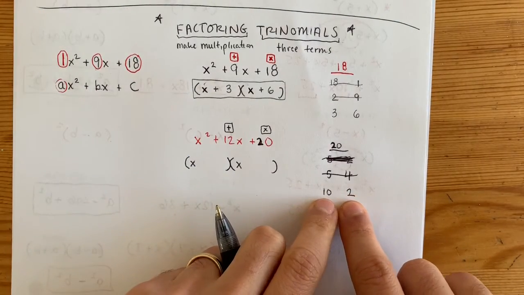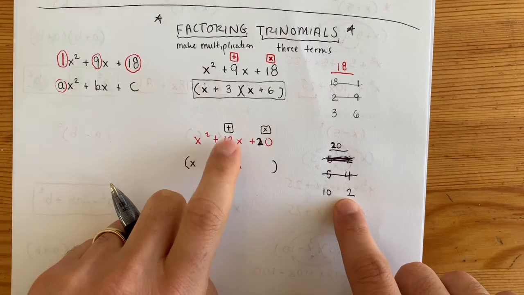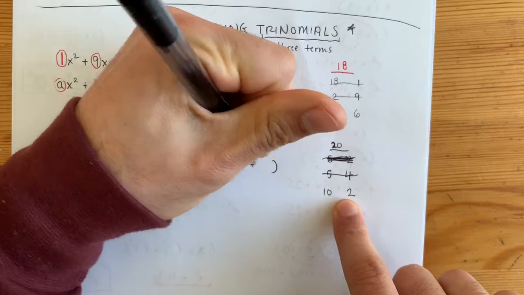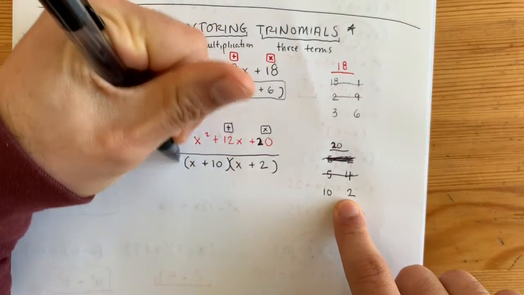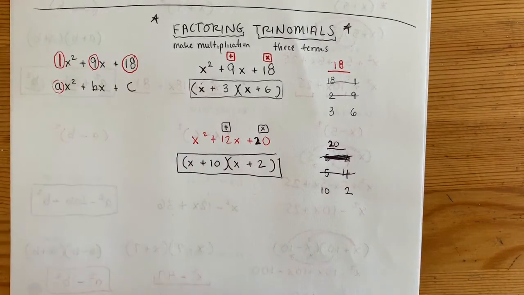10 times 2, multiply and make 20. And the 10 plus 2 adds to make the 12. So these are the numbers. It does not matter, this is the answer. It does not matter if you put the 2 here and the 10 here. It's the same exact thing.